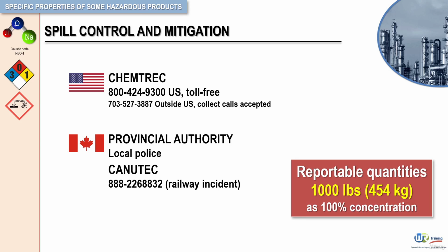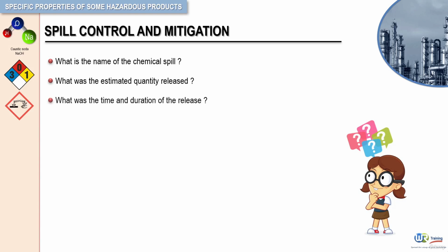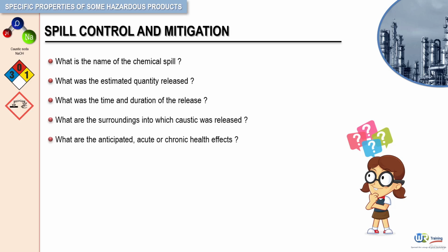You should expect to supply the following information. What is the name of the chemical spill? What was the estimated quantity released? What was the time and duration of the release? What are the surroundings into which caustic was released? What are the anticipated acute or chronic health effects? And what are the proper precautions that should be taken? This information can be obtained from the safety data sheet.